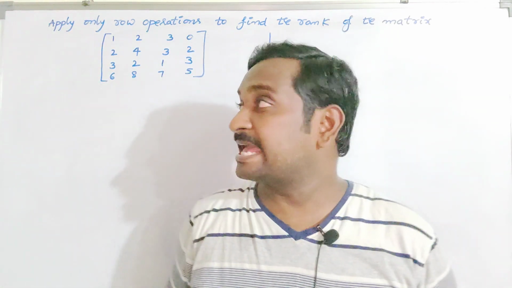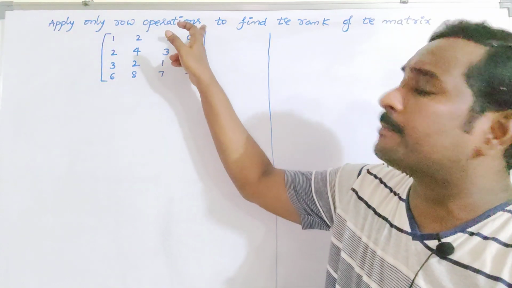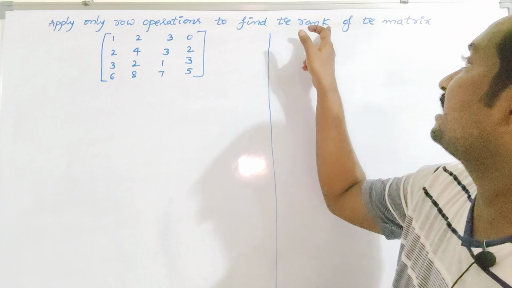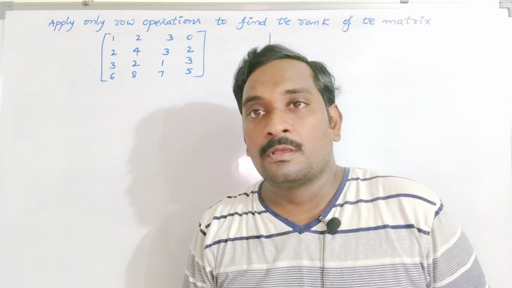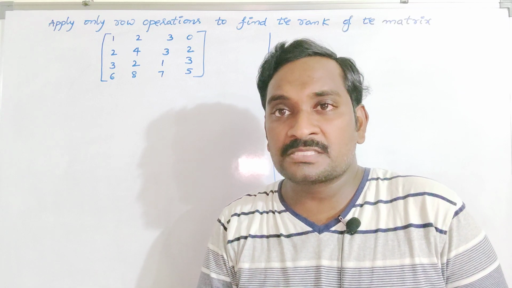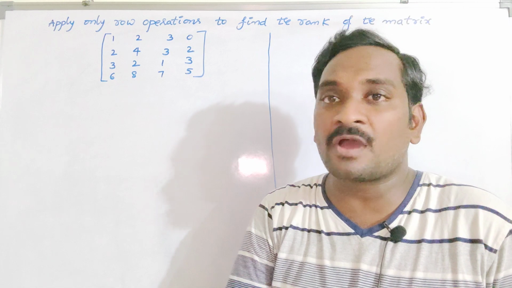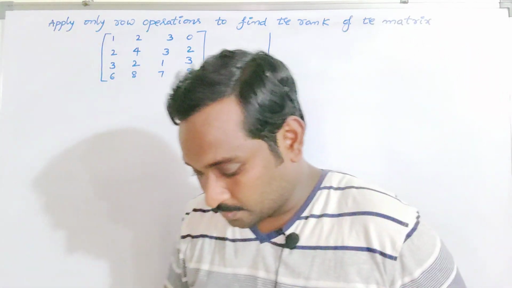Hi everyone, this is another example on echelon form. See the statement: apply only row operations. We have to apply only row operations to find the rank of the matrix. So by applying only row operations, we can get the echelon form only. Sometimes, instead of echelon form, the statement can be asked in this way. See here.